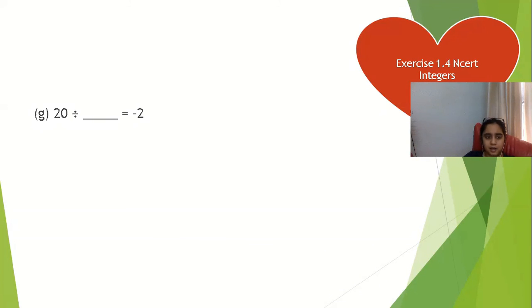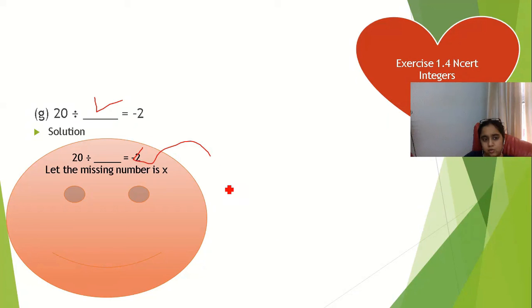So my G part is 20 divided by, we have to fill this blank, equals to minus 2. We will assume the missing number is x, and I have just put the value of x in this equation, and that is 20 divided by x equals to minus 2. This x will shift to the right hand side and it will multiply with this minus 2, that is minus 2x. Now I have to solve this value of x, and when this minus 2 goes to the left hand side, it will become in a divide position.